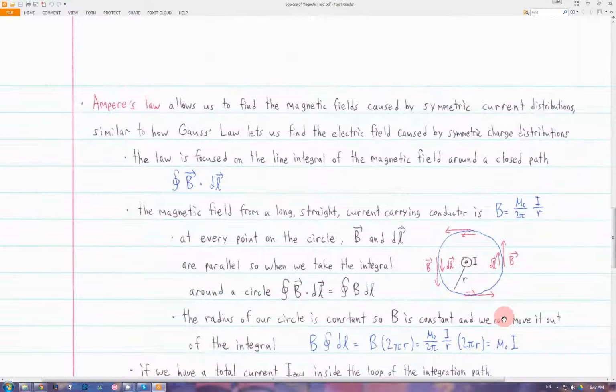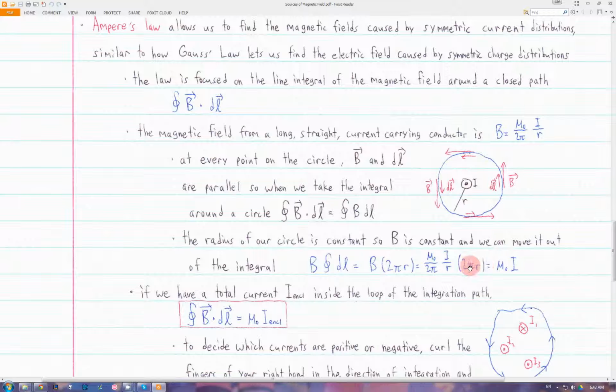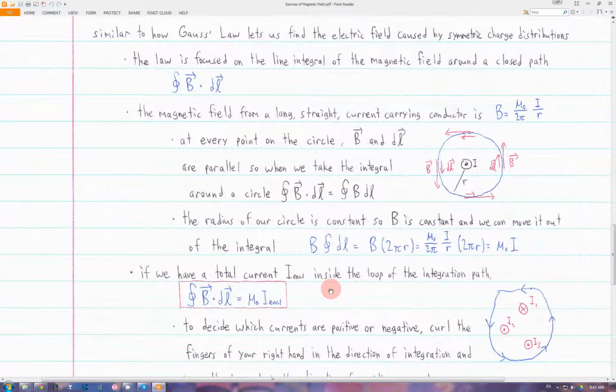So we can generalize this formula. Ampere's law says that if we take the integral of B dot dl around a closed loop, then that's going to equal mu naught times the total current which is inside the loop, similar to how Gauss's law involved the total charge inside the Gaussian surface.